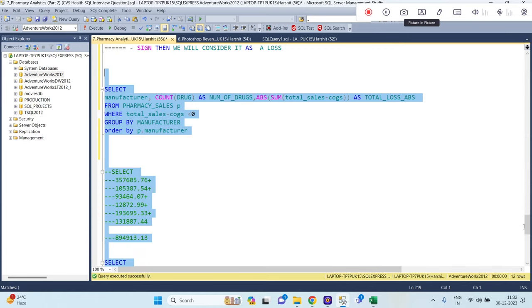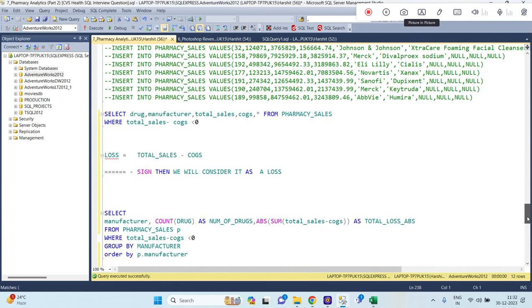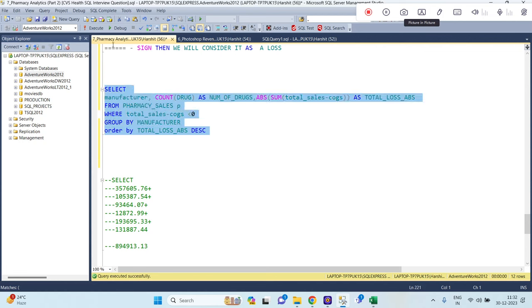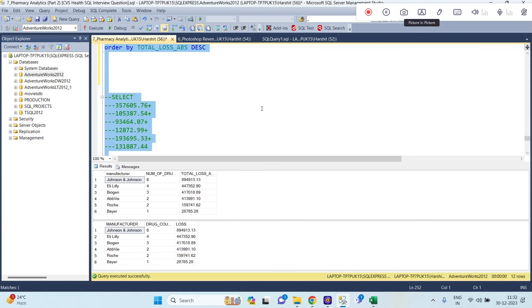And one more thing it has been said is, display the results sorted in descending order with the highest losses displayed at the top. So over here we need to display the highest losses at the top, right? So we need to change the order by this and descending. Let me execute this query now. So the result set of both of these should be the same.